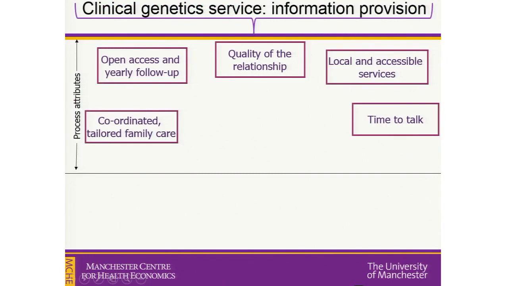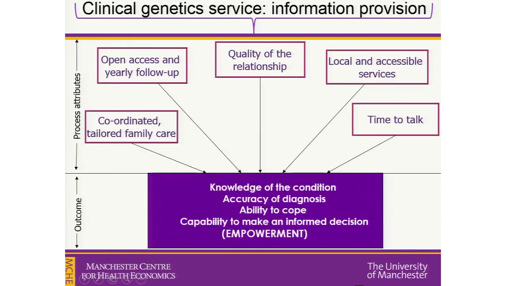This work reflects a lot of the work of my colleague, Marion McAllister, and a lot of you in the audience I know will be aware of this. So we basically defined the overarching remit of a genetics service as information provision and said, okay, we've got these process attributes that are important to people. Process because they're the process of service delivery: having time to talk, having a service that's accessible and local, thinking about the relationship with the genetic counsellor, being able to have open access or yearly follow-up, whichever suits best. So these are all process attributes that contribute to outcome.